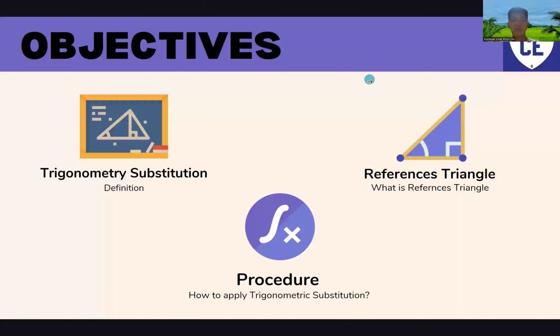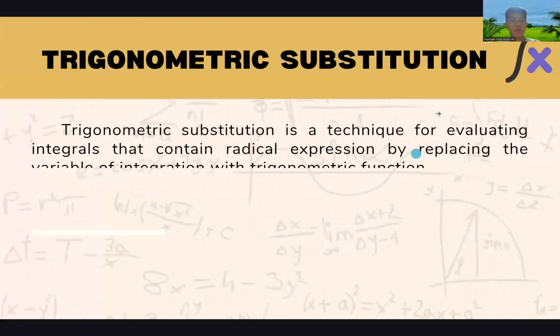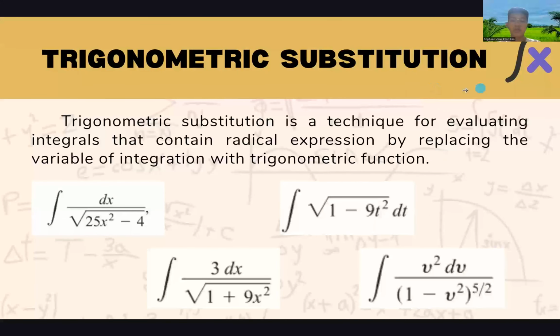Let's not waste our time. Let's move. The trigonometric substitution is a type of technique to evaluate integrals that contain radical expressions, as shown here. So how can we evaluate this integral? Do you have any clues?